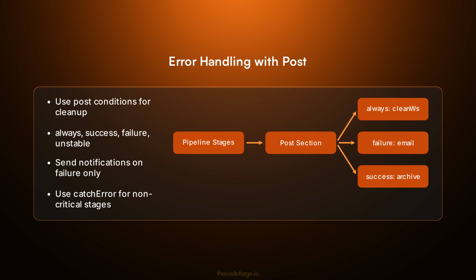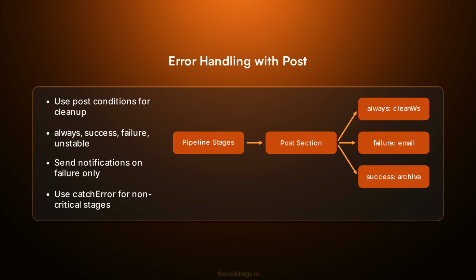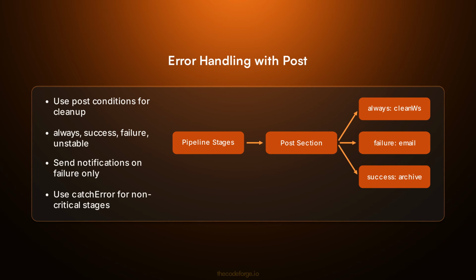Jenkins pipelines can fail for many reasons. Without error handling, a failed build might leave the environment in an inconsistent state. Use post conditions to handle cleanup and notifications. For example, always run cleanWs to free disk space and send email only on failure to reduce noise.